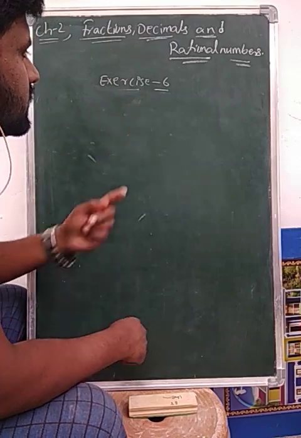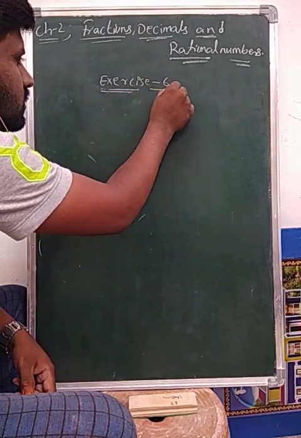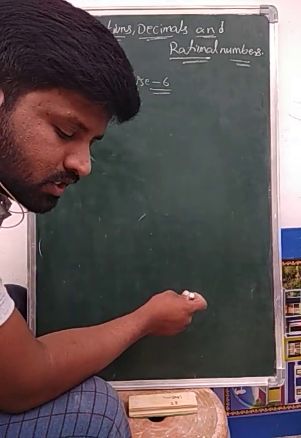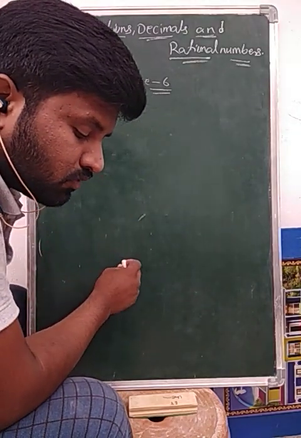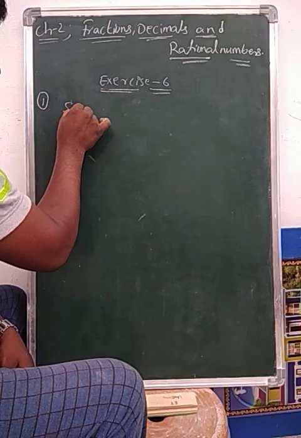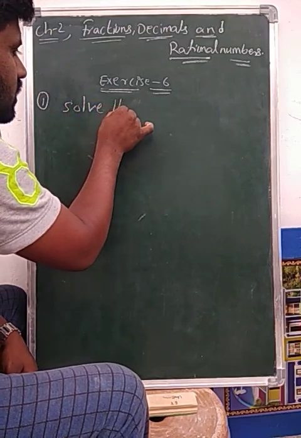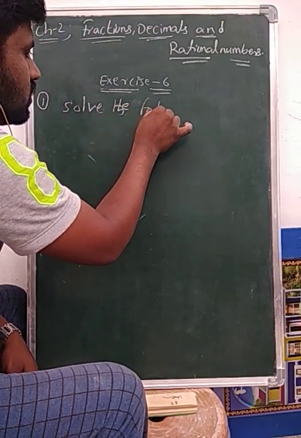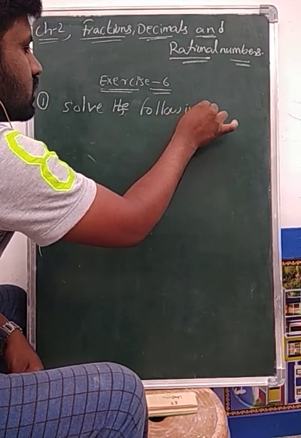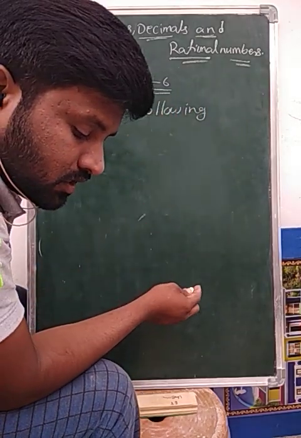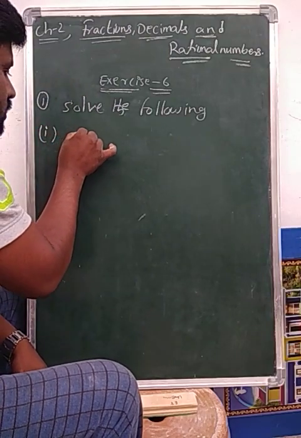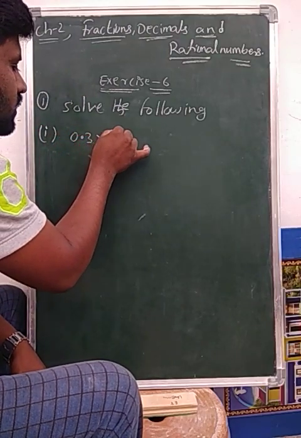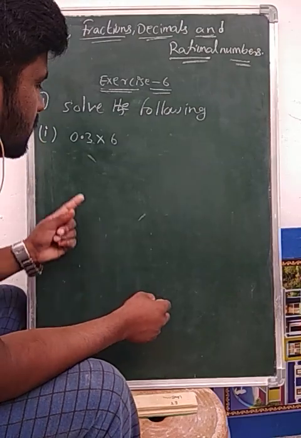In that, exercise 6. Okay, the question is given: solve the following. In that, the first question is given: 0.3 into 6.